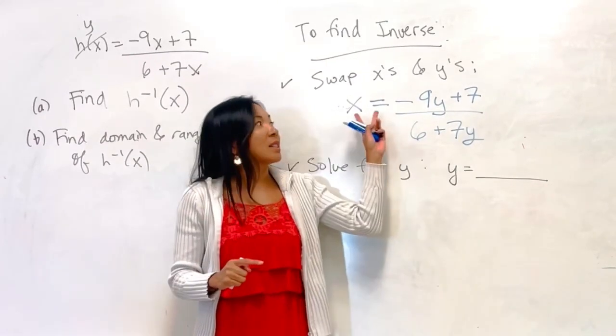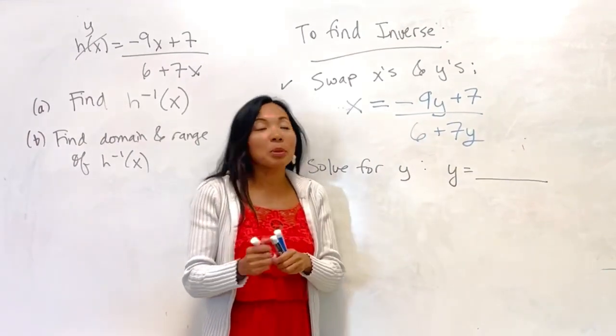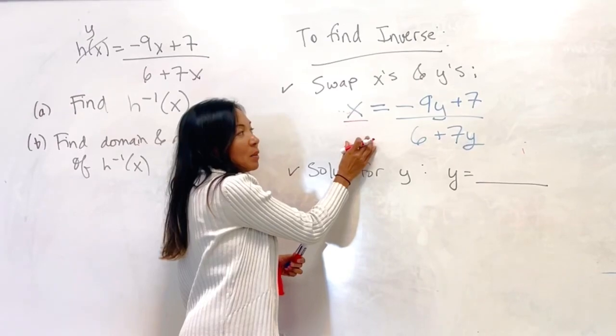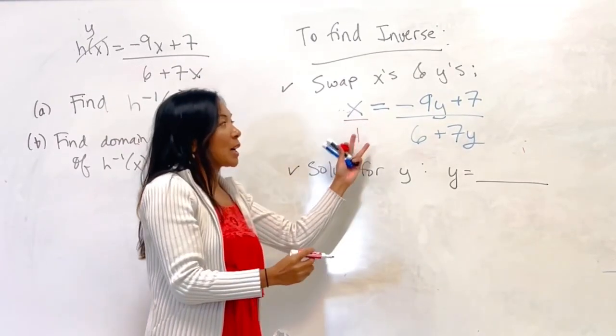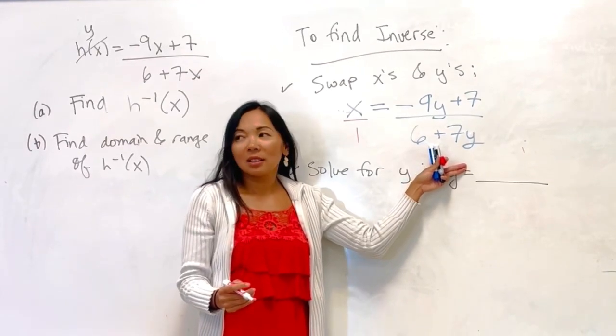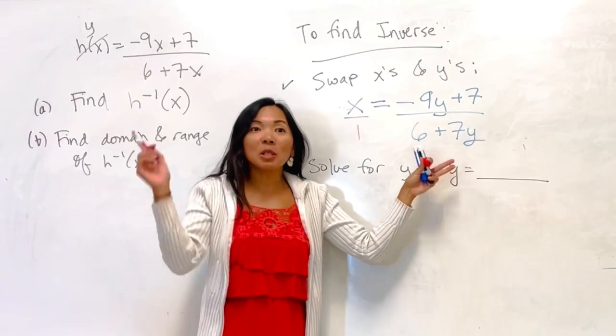So notice that this is x is equal to a fraction. This is what we call a proportion, right? So you can write divided by, what goes on the bottom? 1. If you have a fraction equal to a fraction, what can you do to get rid of the fractions? Cross multiply, right?